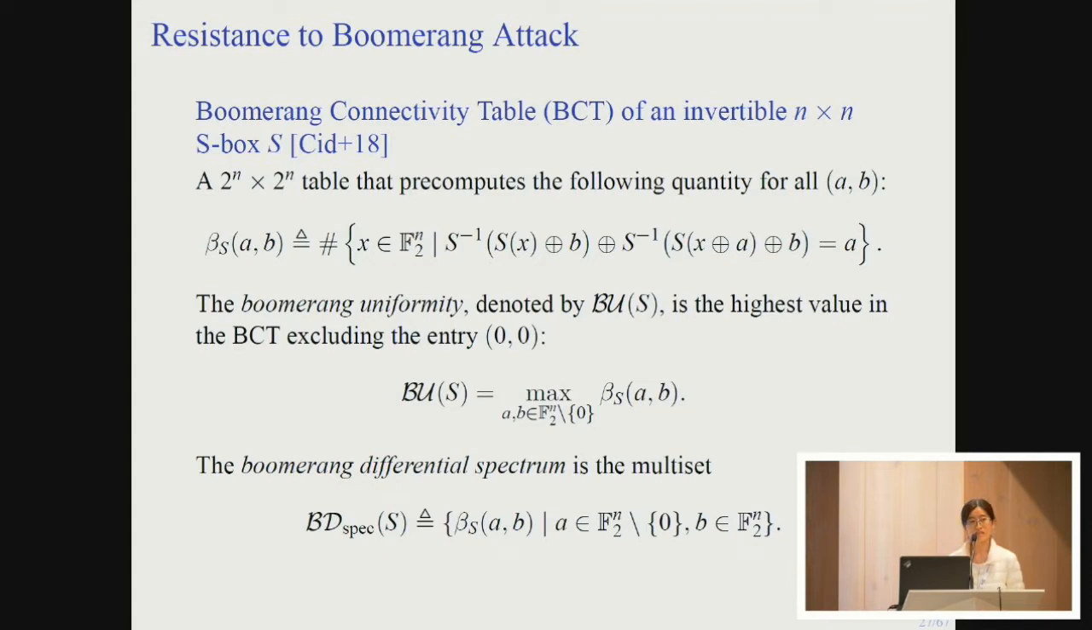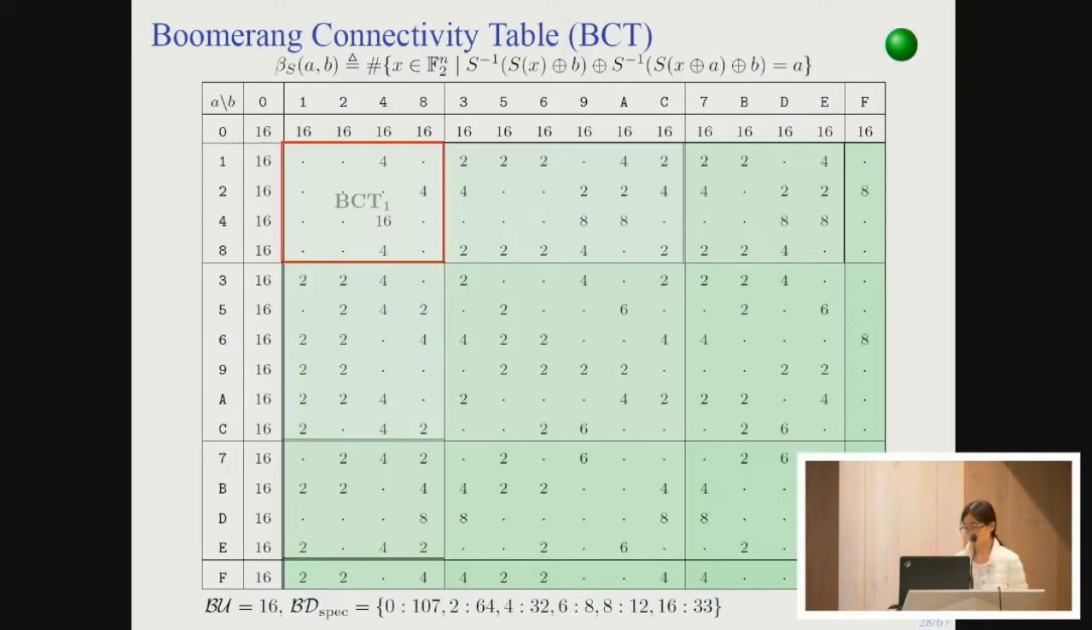As mentioned in yesterday's talk, the resistance to boomerang attack may be related to the boomerang connectivity table. Again, there is the boomerang uniformity and the boomerang differential spectrum that may be of interest to evaluate. So Pagan will compute this BCT.